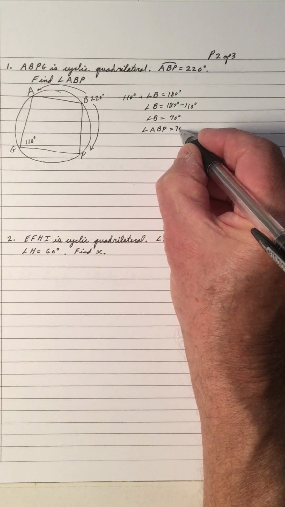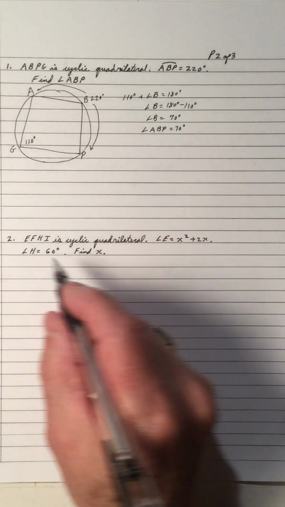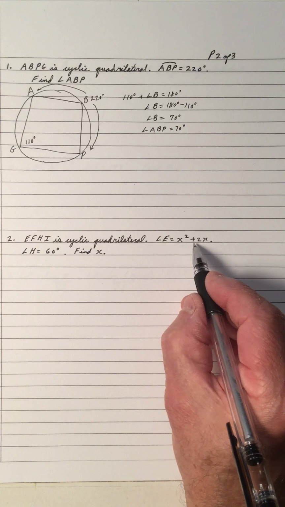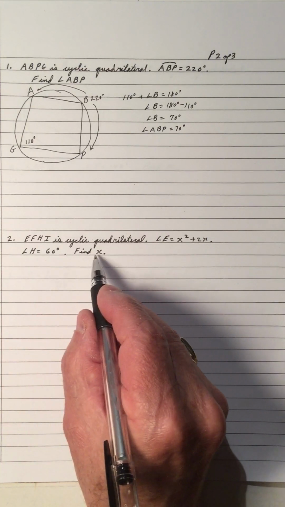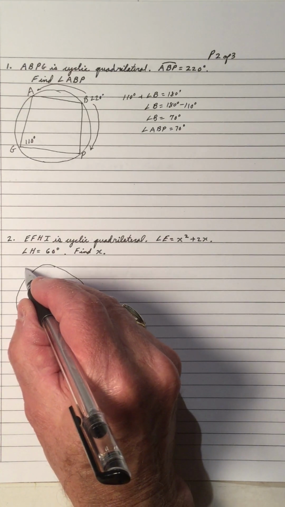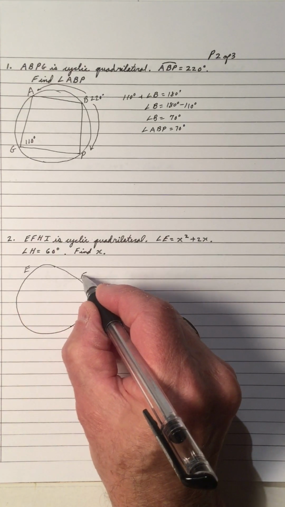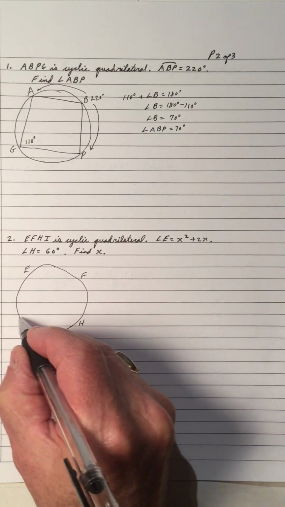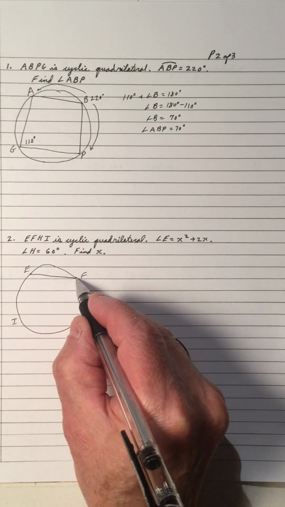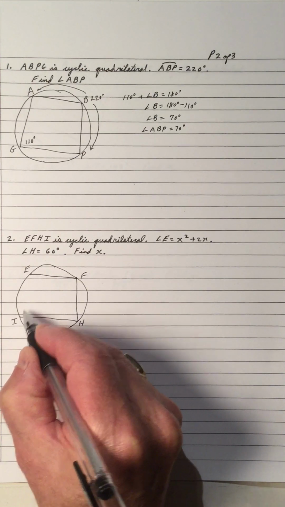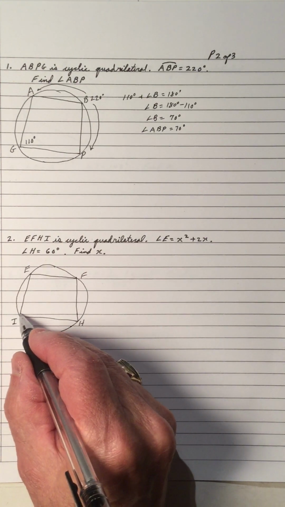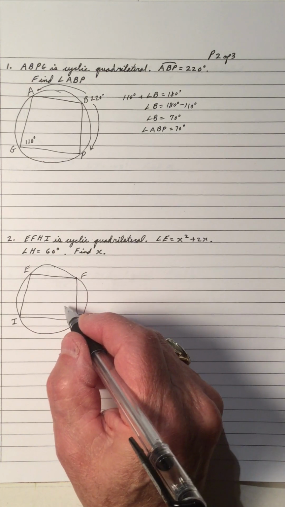And that's the angle ABP: 70. Number 2, EFHI is a cyclic quadrilateral. Angle E is x squared plus 2x. Angle H is 60. Find x. Again, we have a circle, a cyclic quadrilateral, E, F, H, I, and we go around in that order and join these up. So these points E, F, G, H lie on the circle. We join up and we have a cyclic quadrilateral.